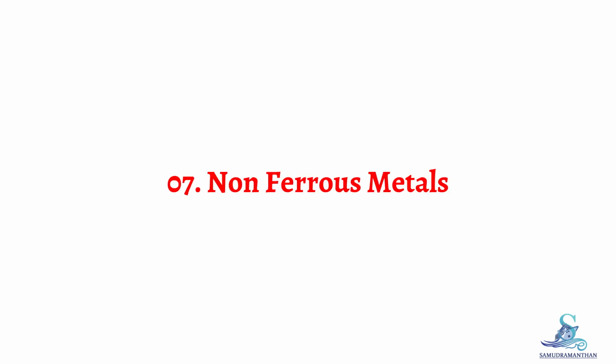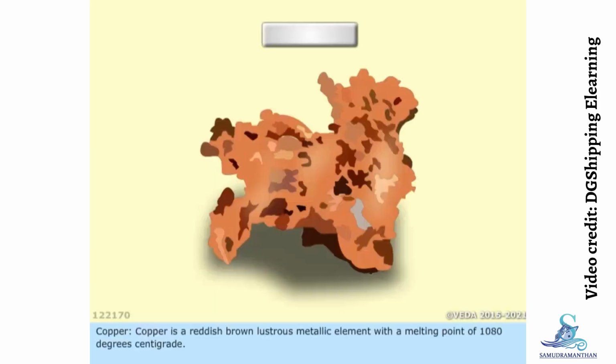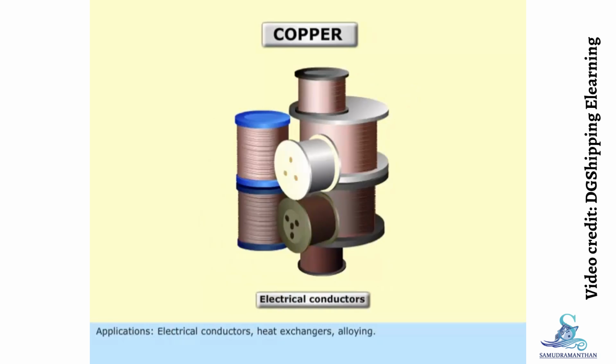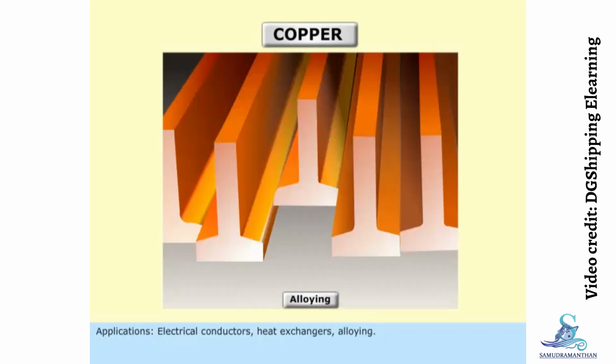Topic 7. Non-ferrous metals. Copper. Copper is a reddish-brown, lustrous metallic element with a melting point of 1080 degrees centigrade. It has high thermal and electrical conductivity. It is malleable, ductile, and machinable. It has good resistance to fatigue, abrasion, and corrosion. Applications: electrical conductors, heat exchangers, alloying.